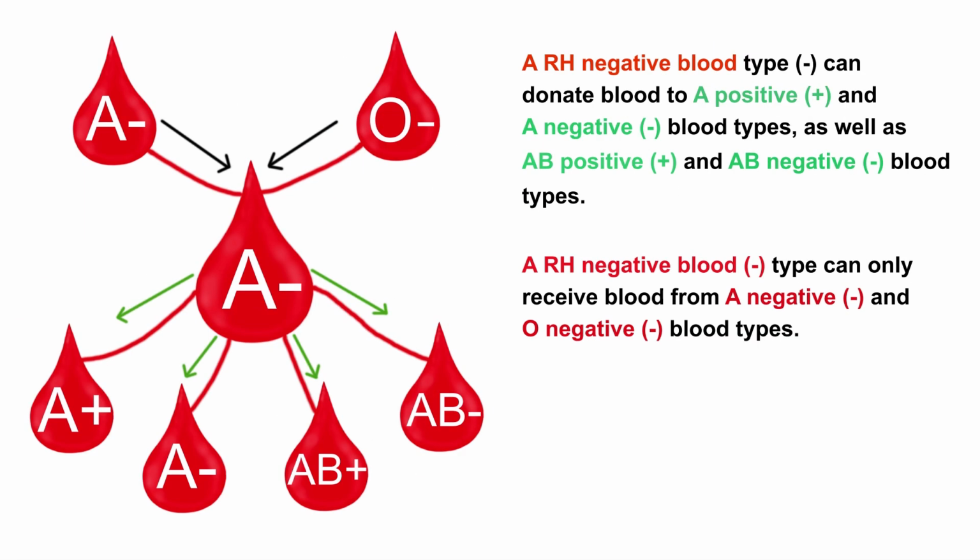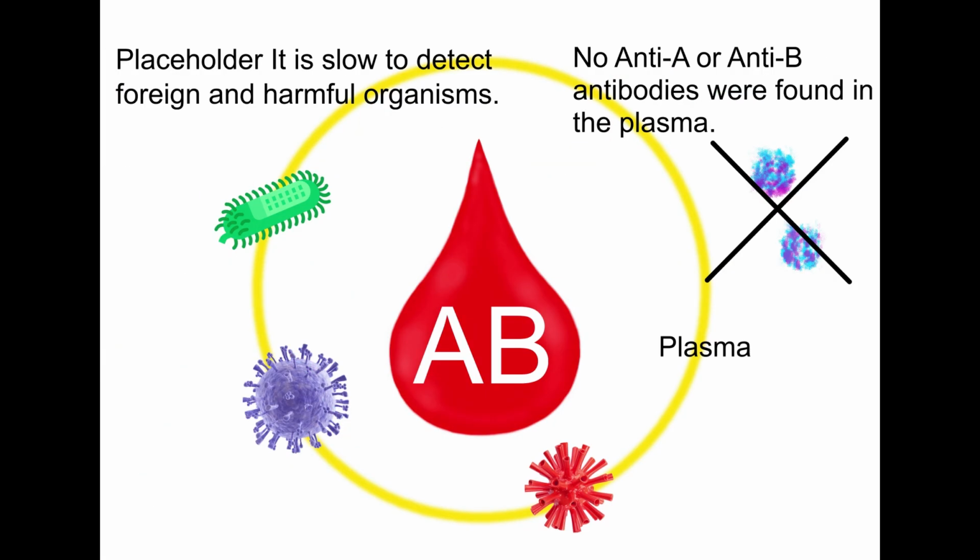AB Rh negative blood accepts blood from all negative groups. AB negative blood can donate blood to its own group, AB negative, and AB positive. AB blood group cells contain both A and B antigens. However, its plasma contains no antibodies from groups A and B.